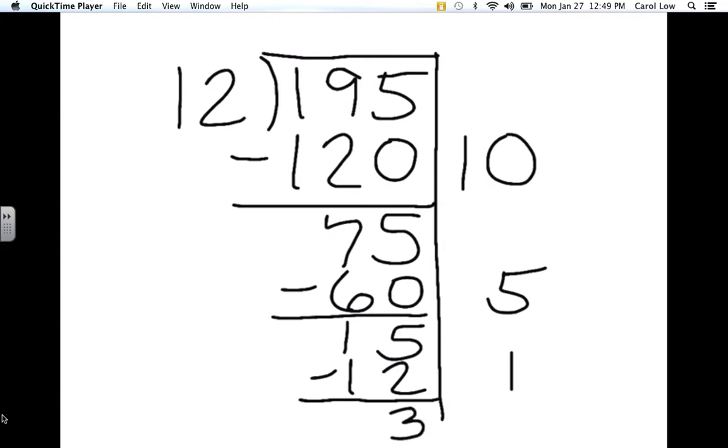On the outside, now that I know that 12 won't go into 3, I'm going to stop. What I'm going to do is add up my quotients on the outside, and I'm always careful to line up my columns, 1s and 10s. So then I have a final answer of 16, remainder 3.